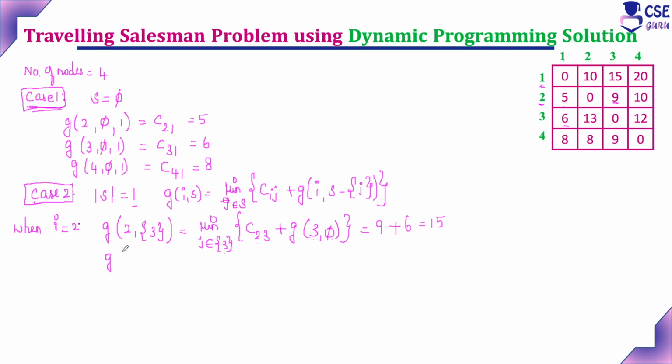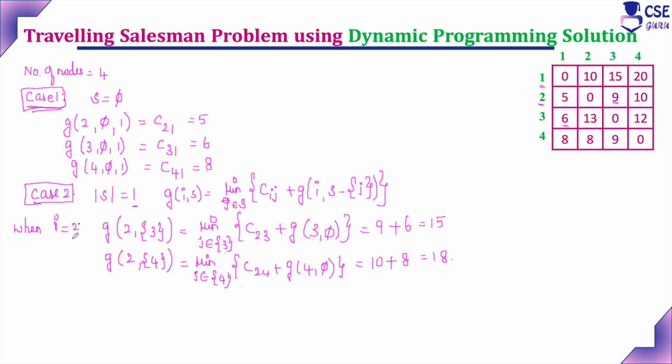Suppose the choice is the fourth vertex, in the sense that after visiting the second vertex the choice is the fourth vertex, there is only one more vertex to be visited. This is the case: minimum of J belongs to 4. 4 is the next city you need to visit, C of 2, 4 plus G of 4, 5. So here, 2 to 4 cost is 10 plus G of 4, 5 cost is 8. So we will get 18.